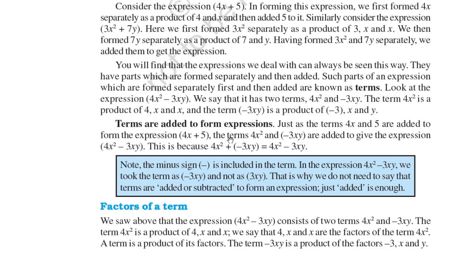Terms are added to form expressions, just as the terms 4x and y are added to form the expression 4x plus y, and 4x and 5 form 4x plus 5. The terms 4x square and minus 3xy are added to give the expression 4x square minus 3xy. This is because 4x square plus minus 3xy is equal to 4x square, because plus and minus become minus, therefore minus 3xy. Note the minus sign is included in the term.